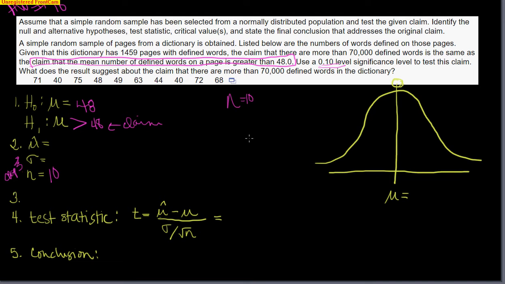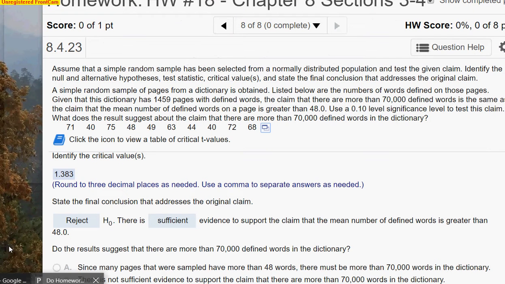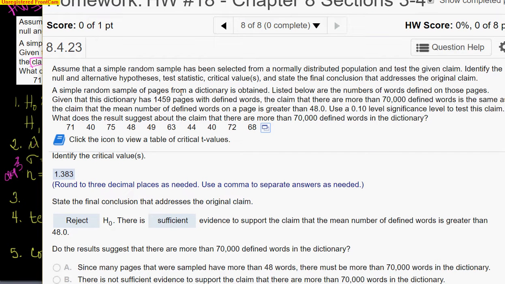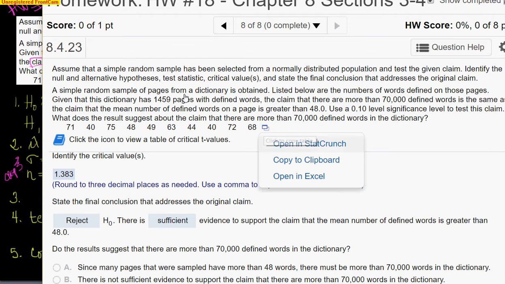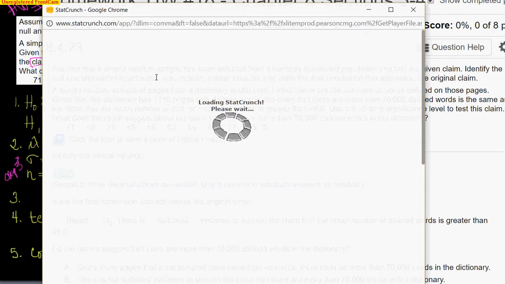Step 2: we can't move on and find the test statistic until we know the sample mean and the sample standard deviation. So how do we do that? Well, we have to go back to chapter 3. We have to plug these numbers into our calculators and find the mean and standard deviation, or we can use StatCrunch. So just a quick review. I'm going to pull this problem up. On your problem in the homework, you can click on the little table to the right and put this data right in StatCrunch.